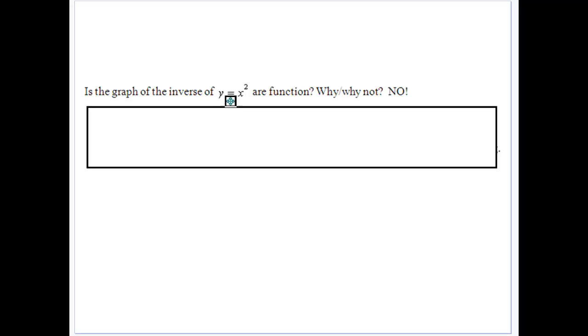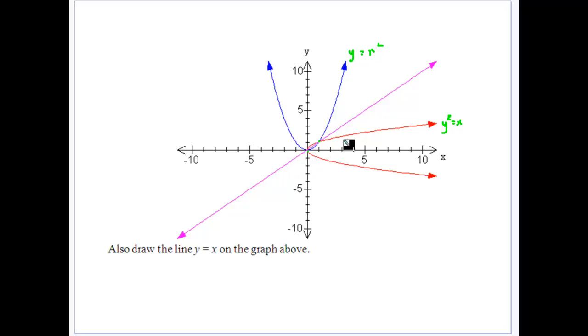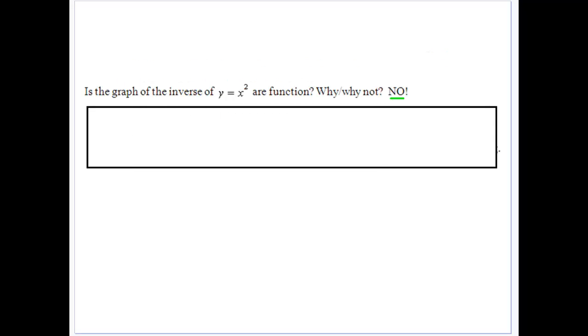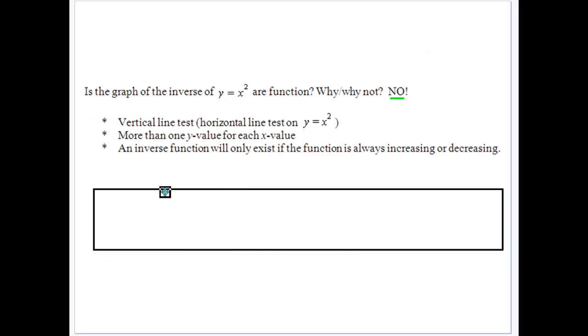So is the inverse of y equals x squared a function, and why or why not? The idea is that it's not a function. Hopefully you can look at it and go, hey, that can't be a function because it doesn't pass that vertical line test. You could also talk about there not being a one-to-one correspondence, the curve's not always increasing. So we can give a number of reasons there. So, vertical line test, it doesn't pass.